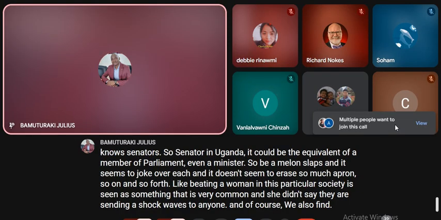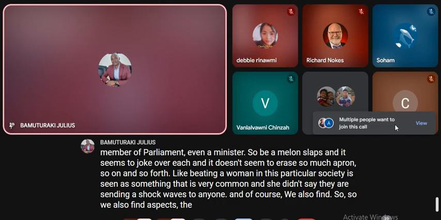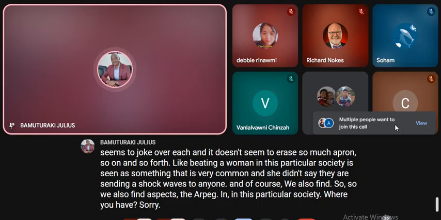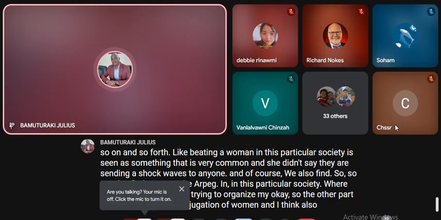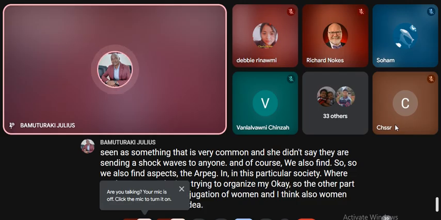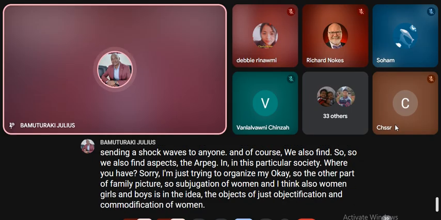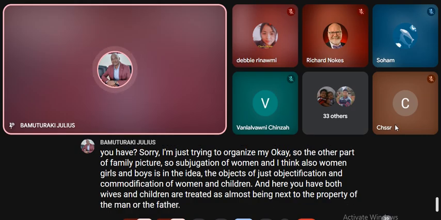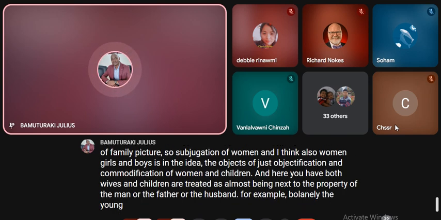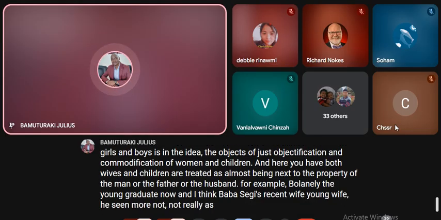We also find aspects of patriarchy in this particular society. The other part of patriarchal subjugation of women, and I think also girls and boys, is the objectification and commodification of women and children. Here both wives and children are treated as almost being next to the property of the man, of the father, of the husband. For example, Bolanle, the young graduate and I think Baba Segi's recent young wife, is seen not really as a woman, but sort of like a trophy.